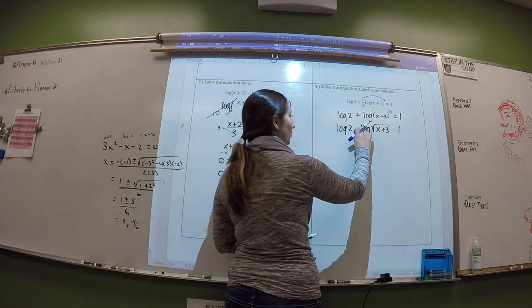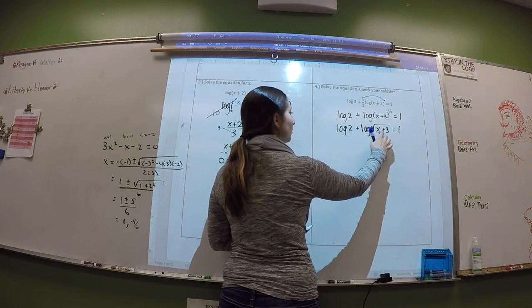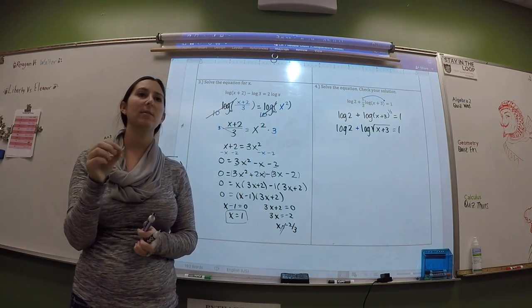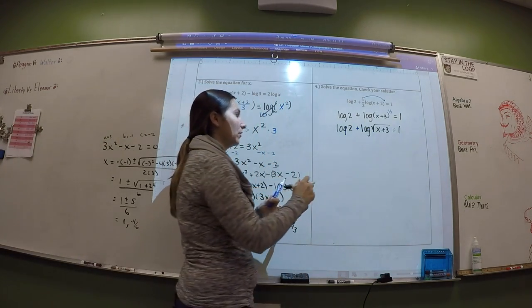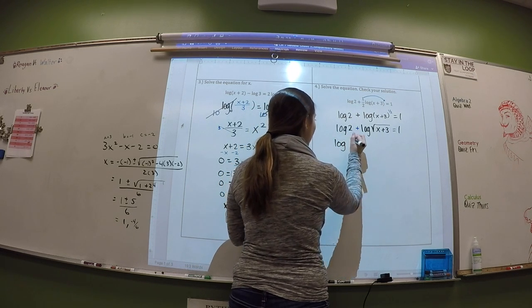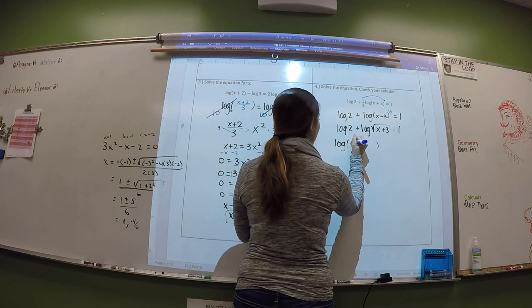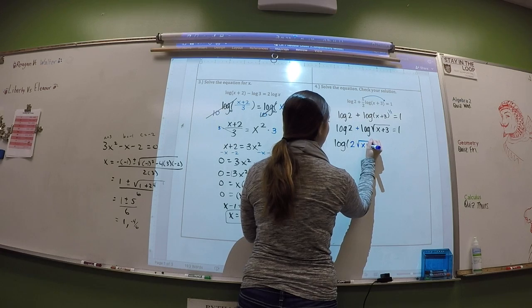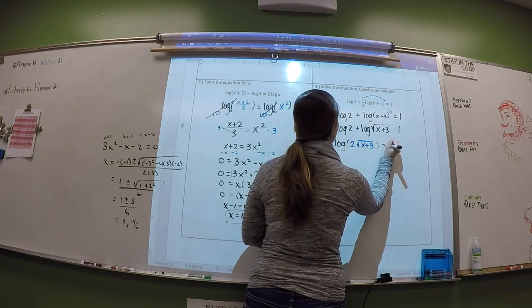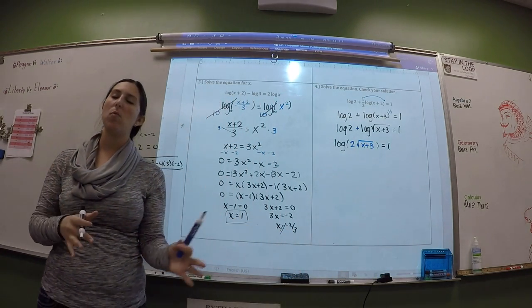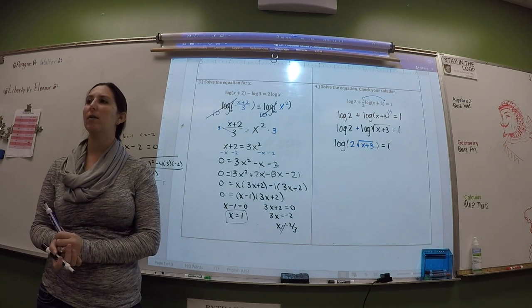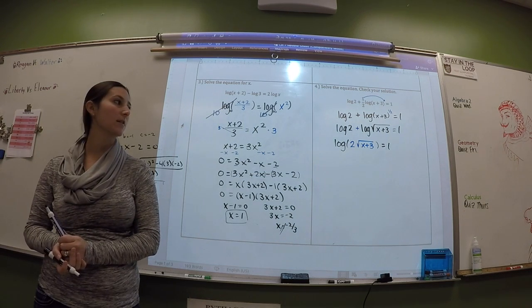Now, we'll put these two logarithms together. Since there's a plus in between, we'll multiply them. So we'll have log, and then 2 times the square root of x plus 3. So like 1 log multiplying the 2 and the square root of x plus 3 together.